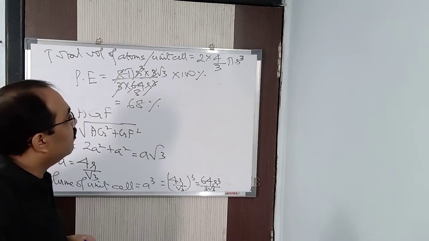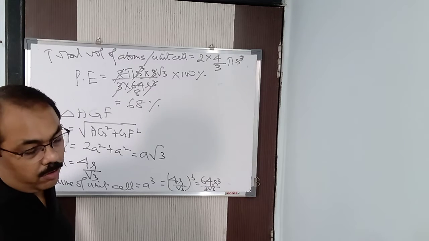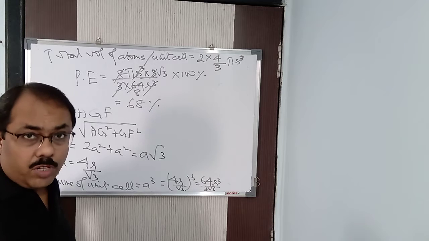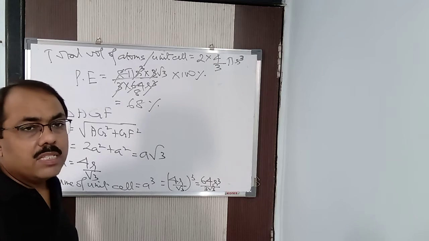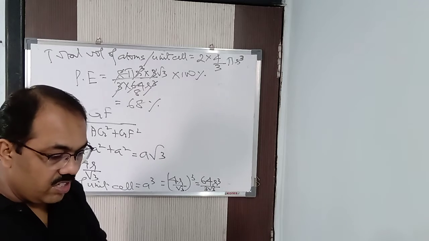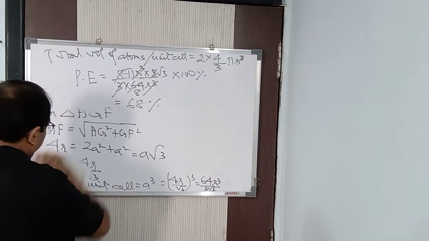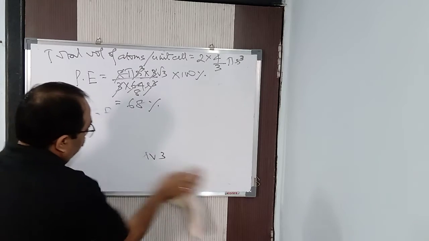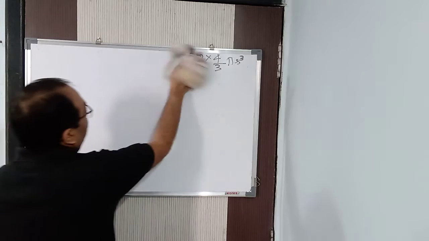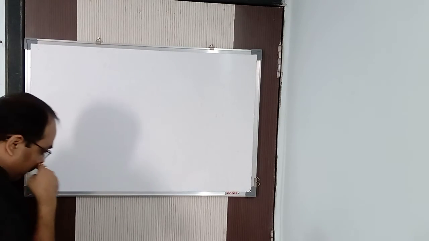So in this way, we got it for BCC, FCC and SCC. For SCC 52.4%, for BCC 68%, for FCC it is 74%. So the most efficient packing, as I already said, is FCC. After packing efficiency or packing fraction, we'll come to voids.